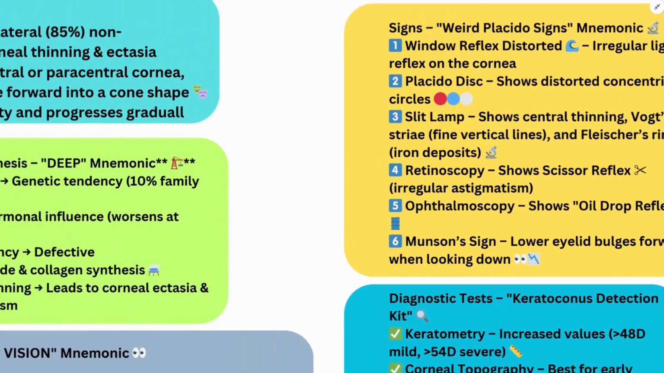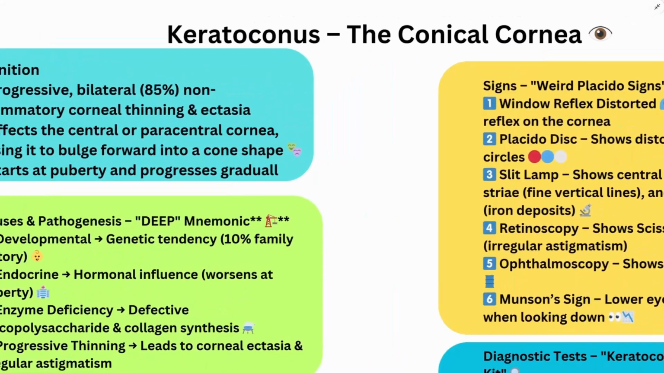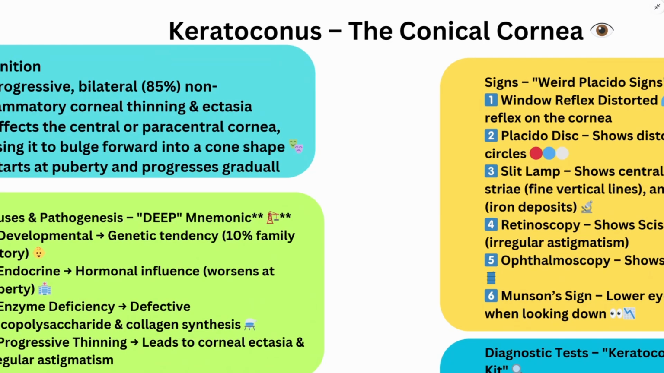So these are the important points, and for treatment you can give them a contact lens, because the contact lens will come in contact with the cone of the cornea so that it subsides. So these are the important points that you must remember regarding keratoconus, the conical cornea. Okay, the name itself is saying everything.